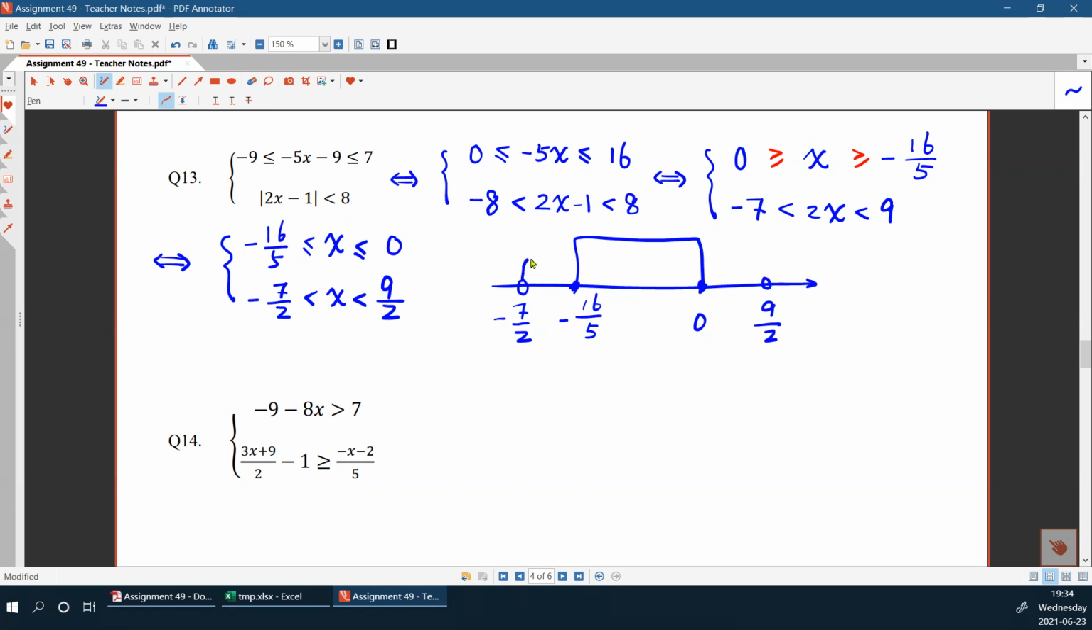Okay, second solution is from minus 7 over 2 to 9 over 2. So x should be satisfying both conditions, right? So the overlapped area here is our final solution. That means x should be larger than or equal to minus 16 over 5 and smaller than or equal to 0, right? This is our final solution.